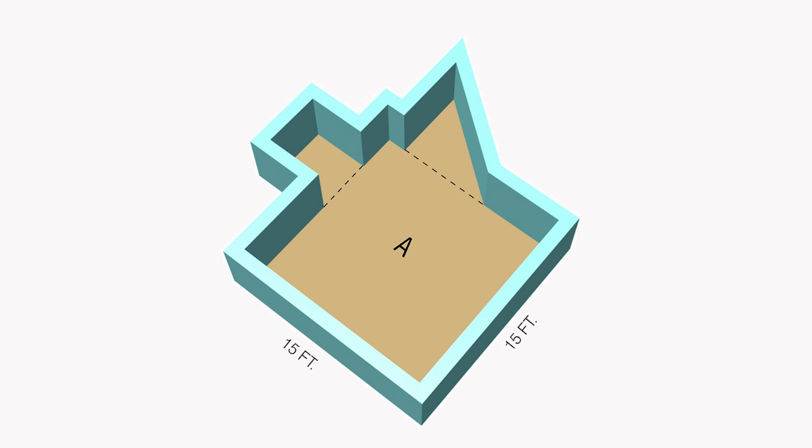We'll calculate area A first. We know both walls are 15 feet each, so calculating this section is easy. Calculating B will require us to use the same formula. Both walls in this space measure 4.5 feet each, so the formula now looks like the following.